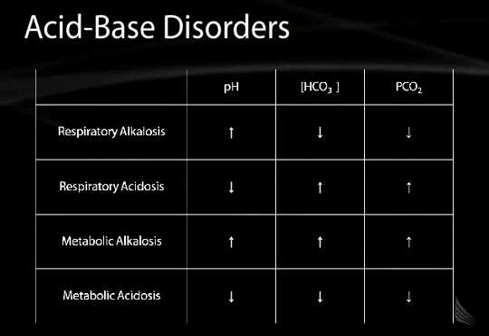In metabolic acidosis, the pH obviously is low by definition, and it's low because the bicarb concentration is low. The lungs respond to that by hyperventilating, by blowing off CO2, decreasing the PCO2, and bringing the pH back down to the normal level. So in metabolic acidosis, the pH is low, the bicarb is low, and the PCO2 is low.